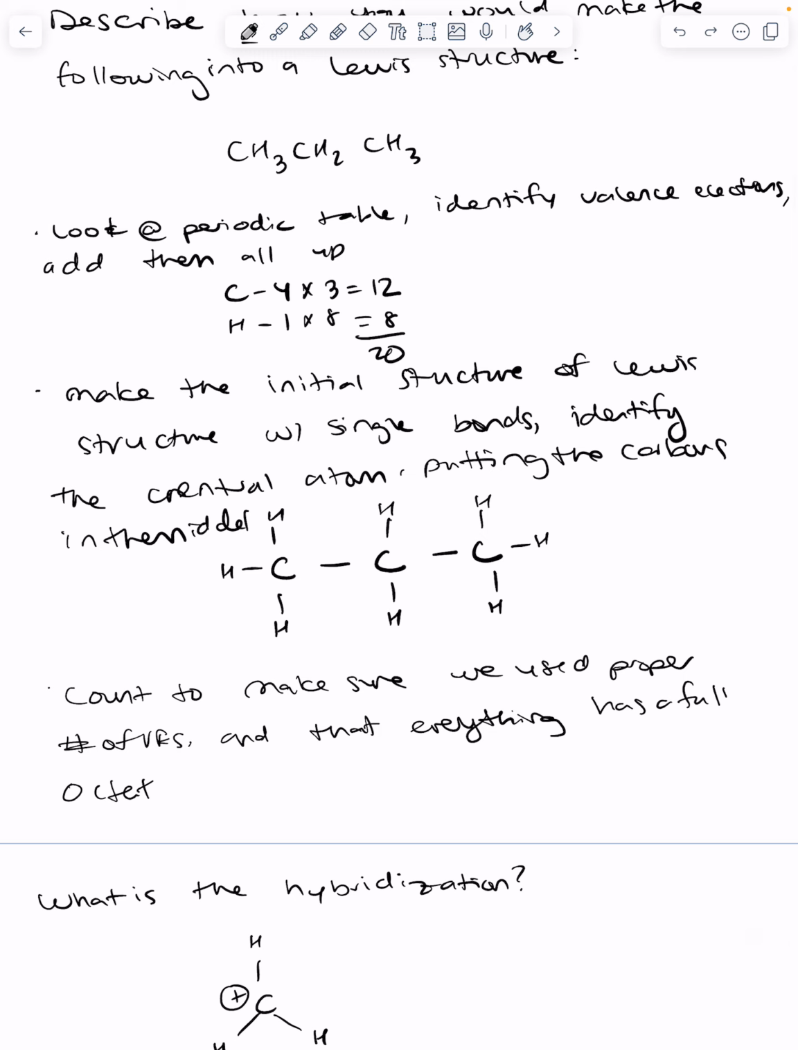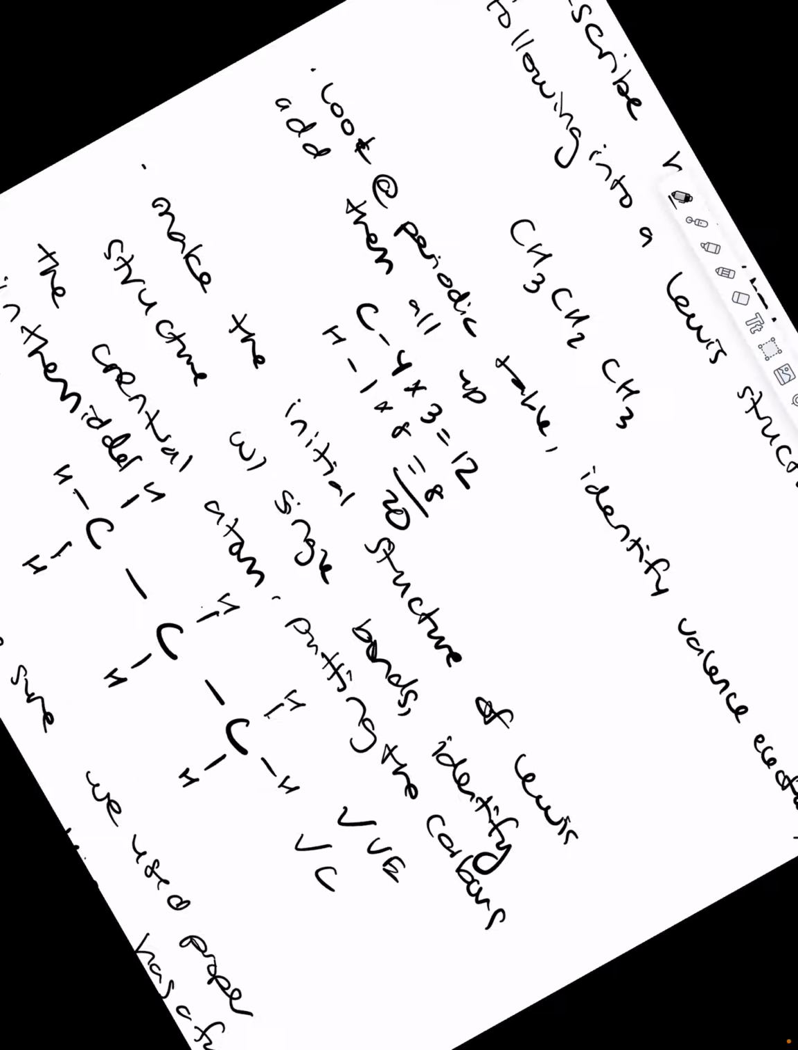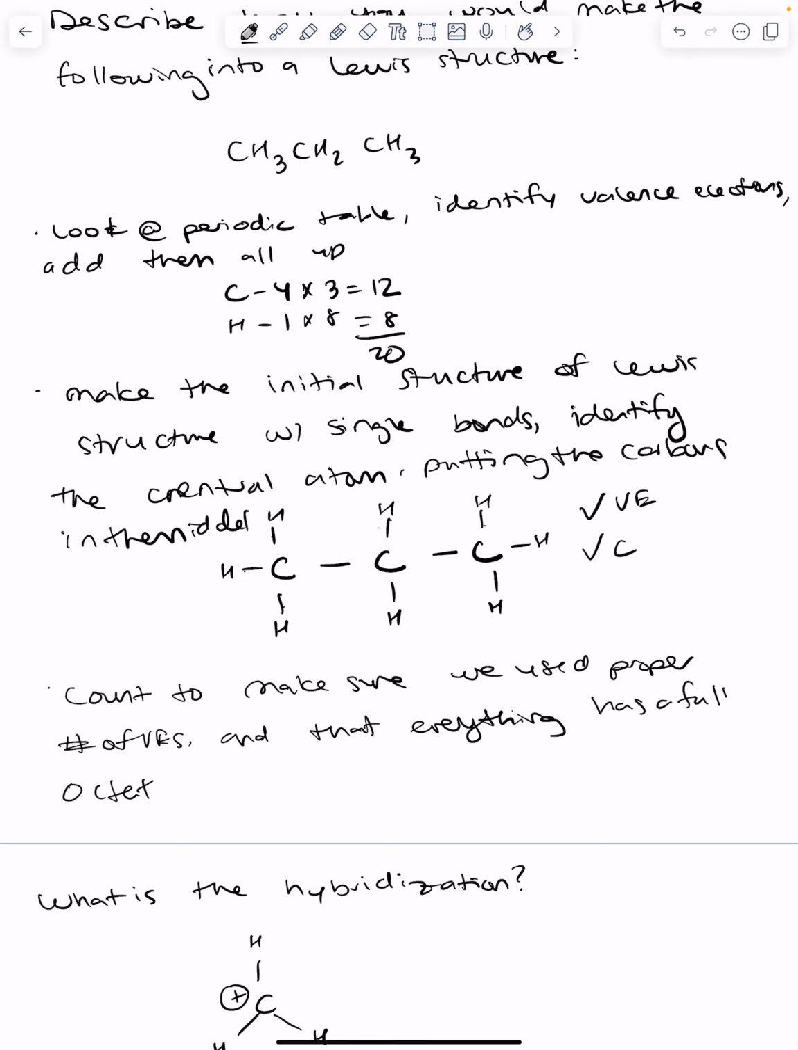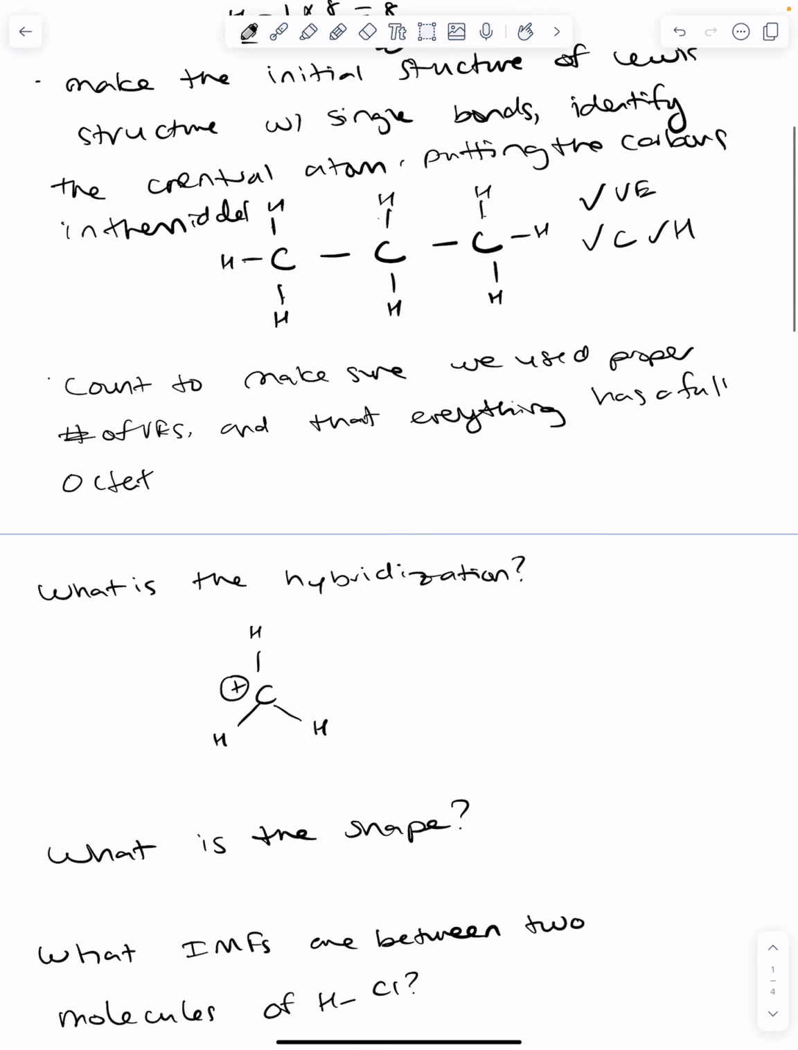Just to check those, it looks like we have 2, 4, 6, 8, 10, 12, 14, 16, 18, 20, because each bond is 2 electrons, so we have the right number of valence electrons. And this carbon has 4 bonds around it, this carbon has 4 around it, this carbon has 4 around it, so the right octets for all the carbons, and hydrogen can only have 1, so you can quickly check and see that that's right. So that's how I would have approached those.